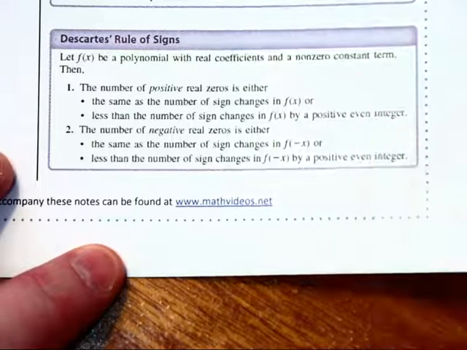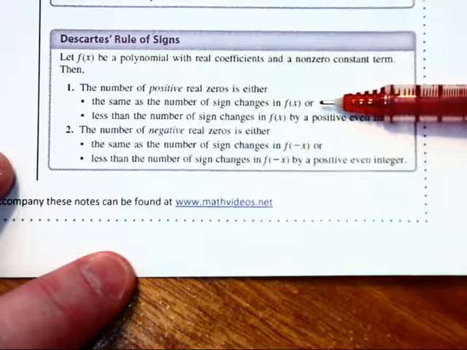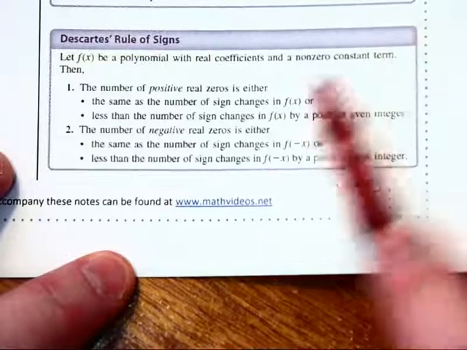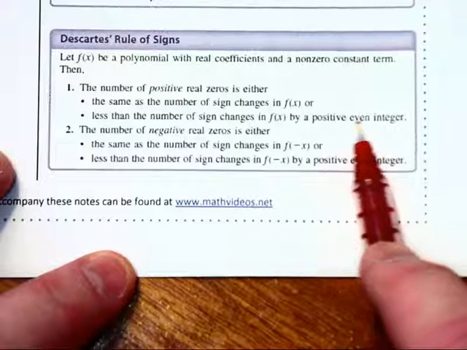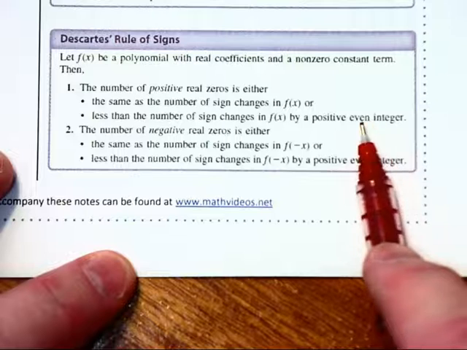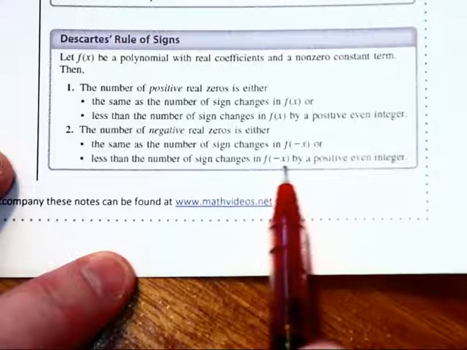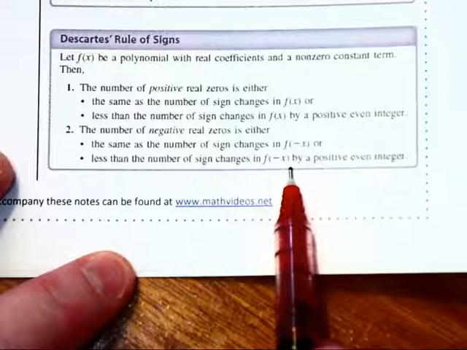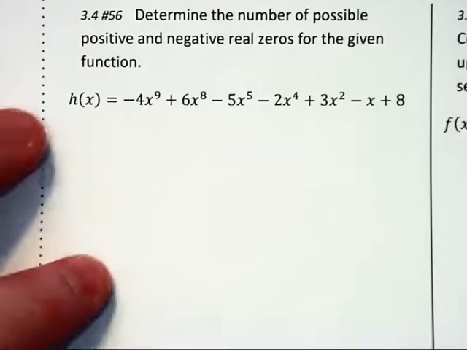And if we find, for example, that there are 5 sign changes, then there will be 5 or 3 or 1 positive real zeros. And I get that 5 or 3 or 1 by subtracting even numbers, by subtracting 2's away from that. For the number of negative real zeros, we do the same thing, but we substitute in negative x into our polynomial. Now that's really vague until you see an example. So let's look at this problem really quickly.